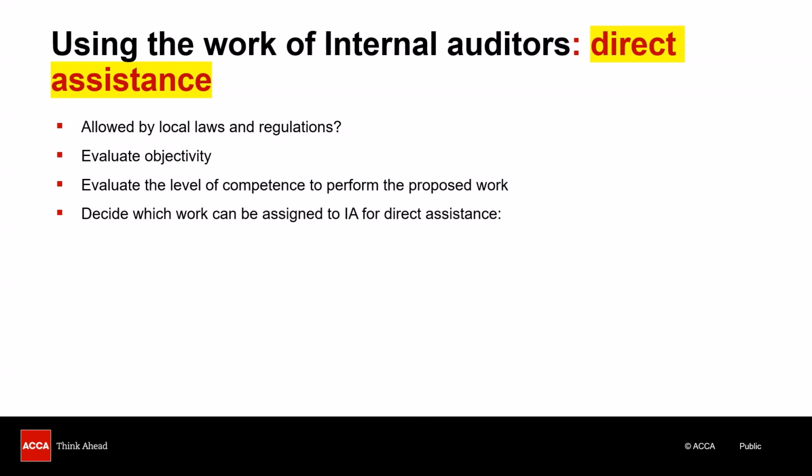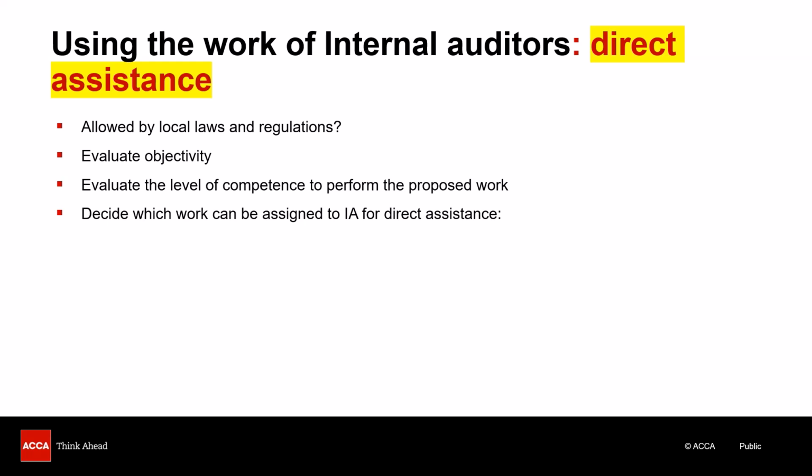We're now going to be looking at direct assistance. I've done this just a few minutes ago, but very quickly, we're not using their work anymore. We're actually using them, the staff, to carry out work for us. Please remember, direct assistance is not allowed by some local laws and regulations. For example, in the UK, internal auditors cannot be used to give direct assistance to statutory auditors. So direct assistance is when we are going to ask them to carry out procedures for us.